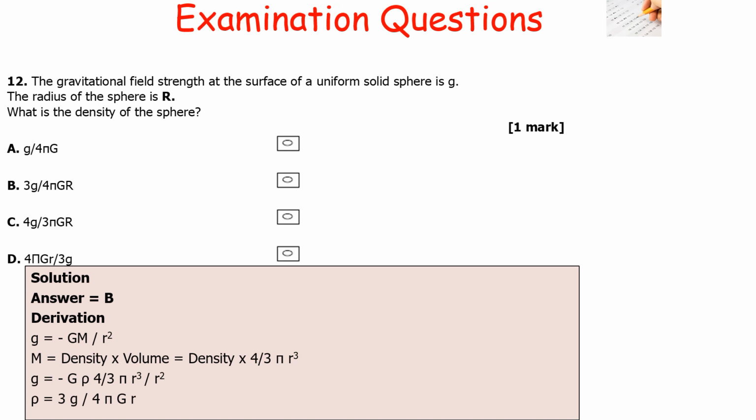squared. So r cubed and r squared will cancel through, and then we've got a 4 over 3 in there as well. So when we work it all through and make density the subject, we'll get it to be 3 small g over 4 pi big G r, which is the answer B.